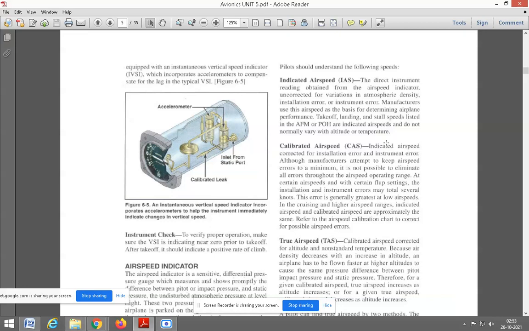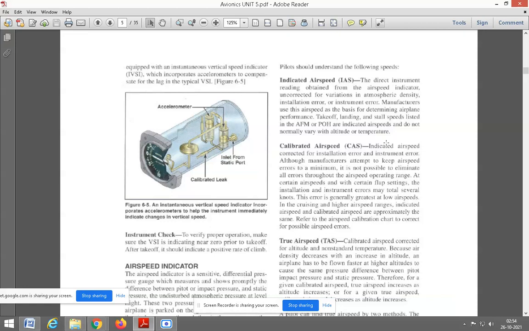Atmospheric density, installation error, instrumentation error. Okay, so these errors will be corrected based on your airspeed indicating value, as well as this will be determining the airplane performance. So this indicated airspeed normally will not vary with your altitude changes and temperature changes.